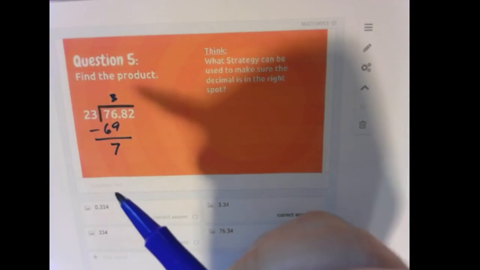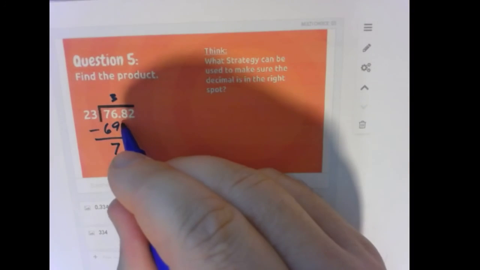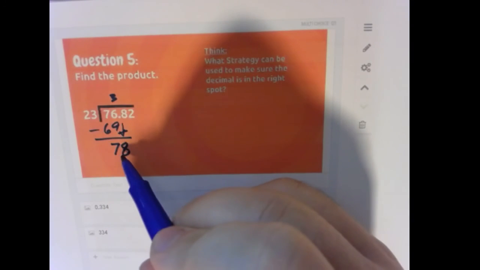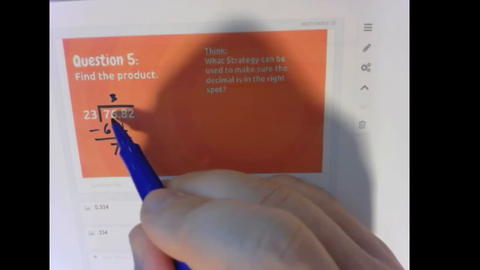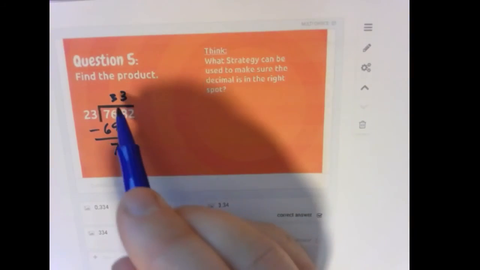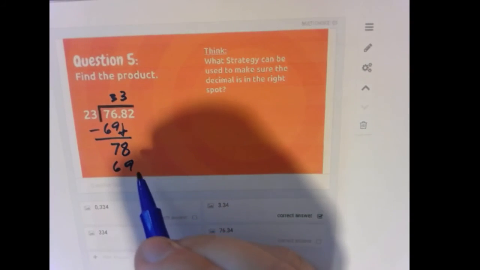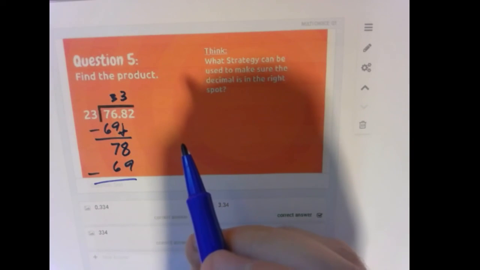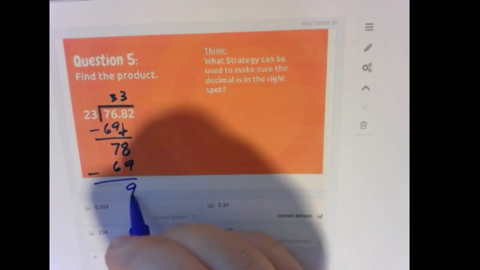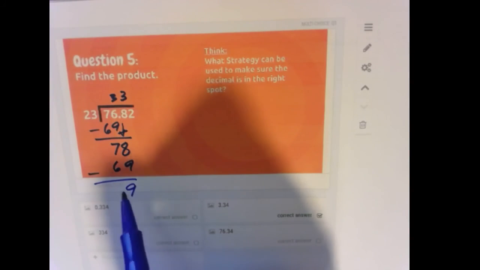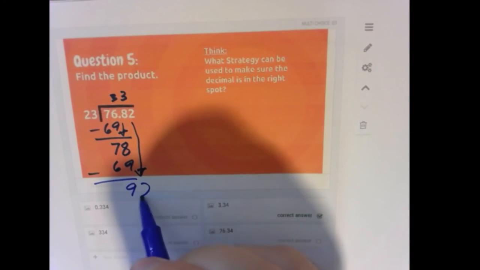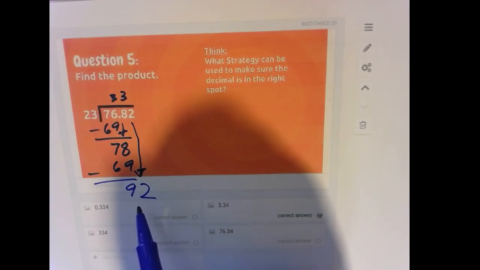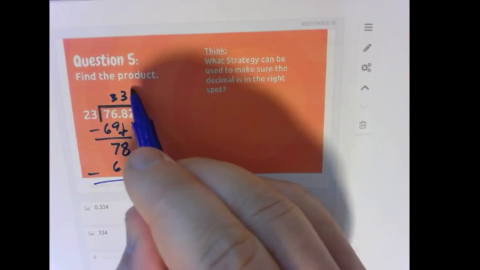23 does not fit into 7. So let's get a little bit of help here. Let's drop the 8 down. Does 23 fit into 78? Pretty close. Okay, so I think it's going to be 3 times again. Right? 3 times 23 again is 69. Let's find the difference. 78 take away 69 would be 9. Does 23 fit into 9? Does not. Let's get a little bit of help from the 2. So how many times does 23 fit into 92? Well, that would be right at 4 times.